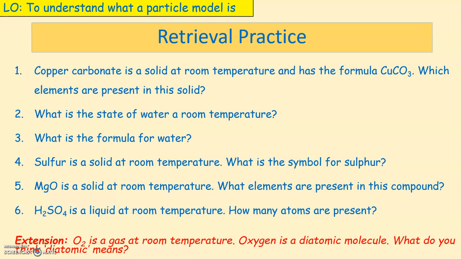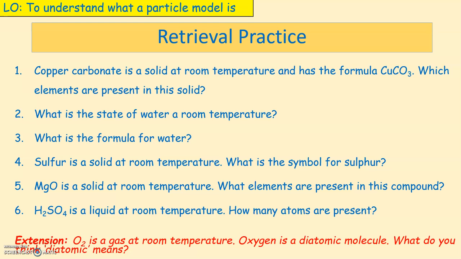Now, number 2 says, what is the state of water at room temperature? So at a normal temperature without making any change, what is the state of matter? What do you think? Yes, it's liquid. Okay, water at room temperature is liquid. Obviously, if you increase the temperature, then it changes state from liquid to gas. If you drop the temperature, it changes from liquid to solid. Okay, am I making sense again?